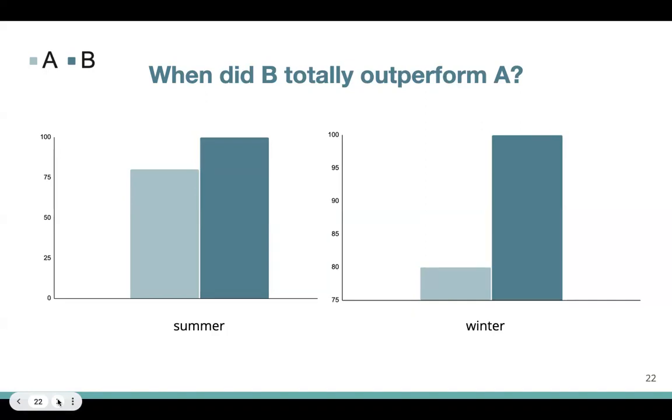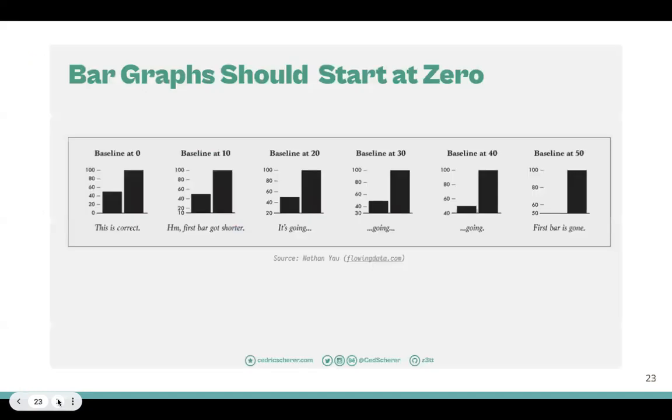Though if you show a graph like this, it can give the impression that B has done way better than A in the winter, when they actually do not. And just to drive this point in, here you can see examples of how just varying the baseline, where you start your y-axis, can change the message that is being conveyed.